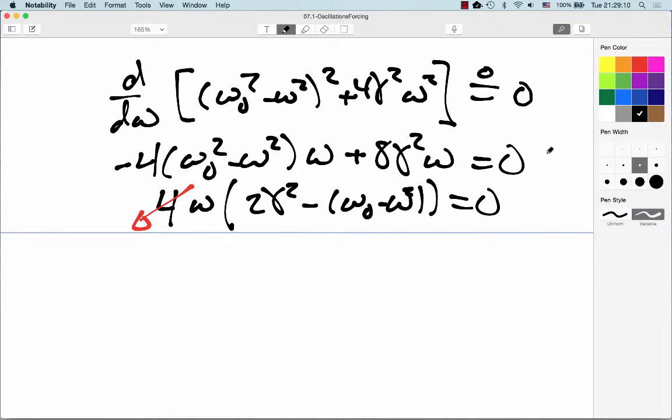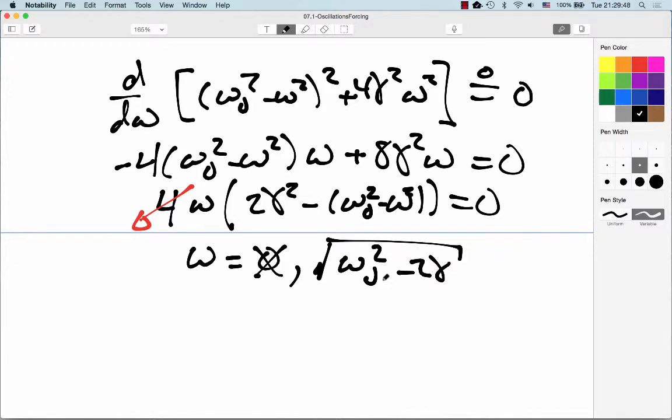And so I've got a couple of solutions here. One solution is omega equals 0, which we're going to discard because it's unphysical. The other solution is going to be when omega naught squared minus omega squared is 0, which will happen at plus or minus, but what the heck does minus mean? It's irrelevant because cosine of the minus is the same as the plus. So the only physical thing we've got left is square root of omega naught squared minus 2 gamma squared.